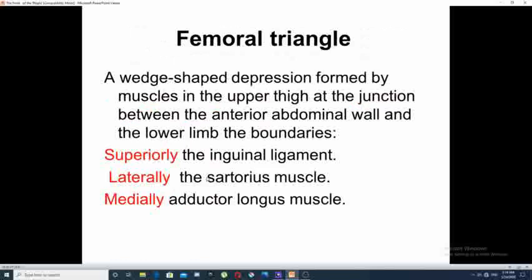Femoral triangle. This is a wedge-shaped depression, triangular in shape, formed by muscles in the upper thigh at the junction between the anterior abdominal wall and the lower limb. As it's triangular in shape, it has 3 borders. The borders are the superior border, which is formed by inguinal ligament, the lateral border formed by sartorius muscle, and the medial border which is formed by adductor longus muscle.